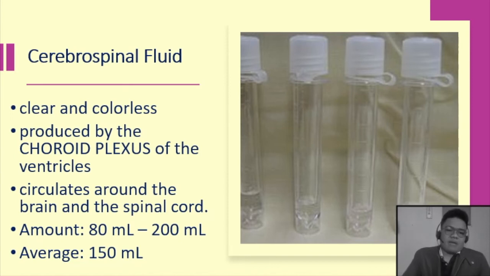Then you have your cerebrospinal fluid. As mentioned, the cerebrospinal fluid is the fluid that provides nutrients to your brain. It carries your carbohydrates. Class, your cerebrospinal fluid is normally clear and colorless, as shown on the slide. It is produced by the choroid plexus of your ventricular system. The four ventricles that I showed you earlier are also referred to as your ventricular system. It circulates around the brain and the spinal cord, and the amount ranges from 80 ml to 200 ml, on average 150 ml.